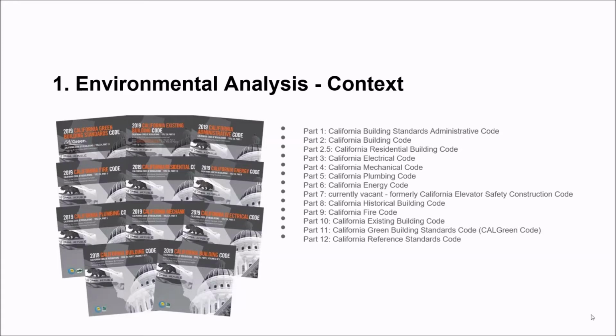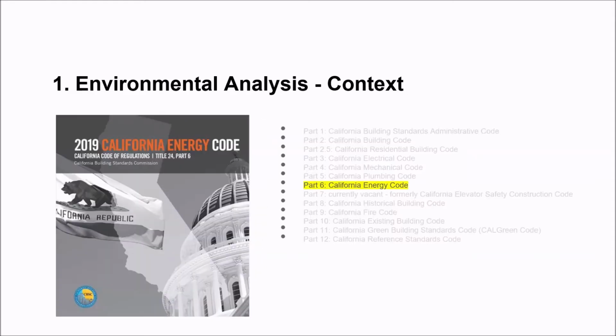Part 12 is the California Reference Standards Code, and that covers those 12 parts. With respect to environmental analysis, we will look primarily at the California Energy Code, or Part 6. As a quick aside, many people mistakenly refer to this part of Title 24 as T24.